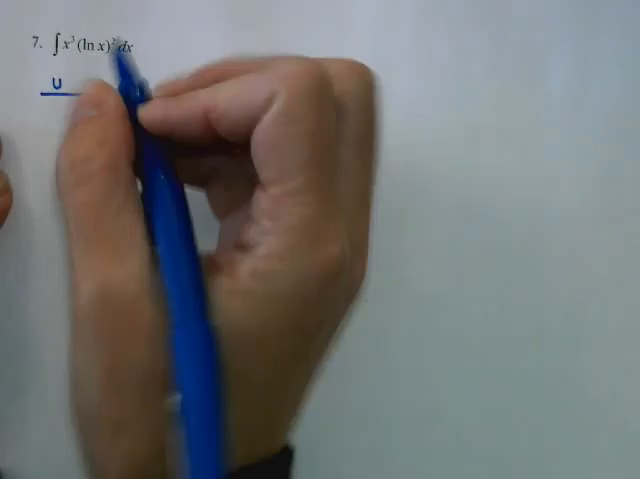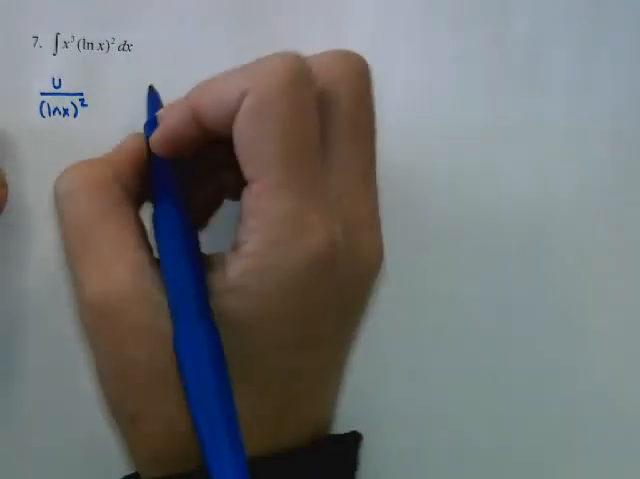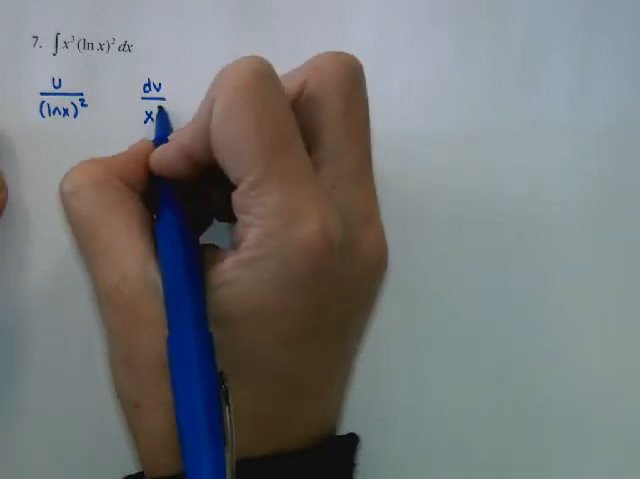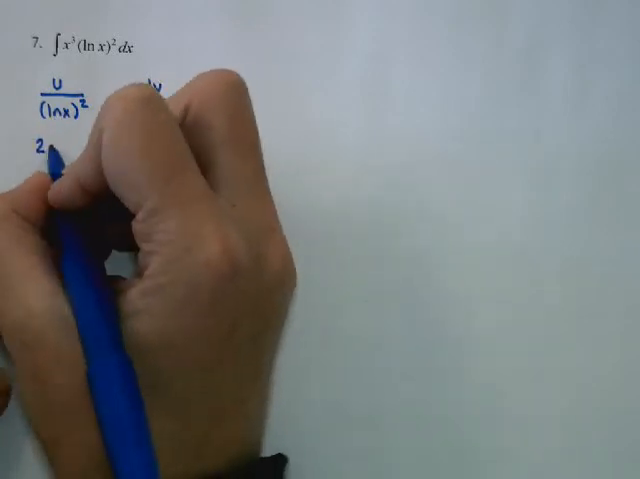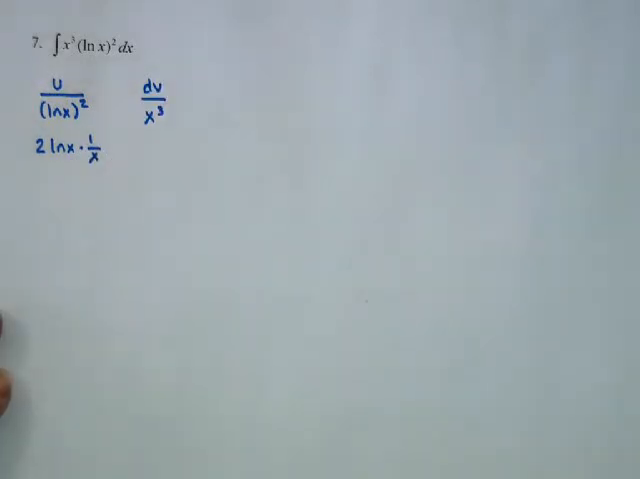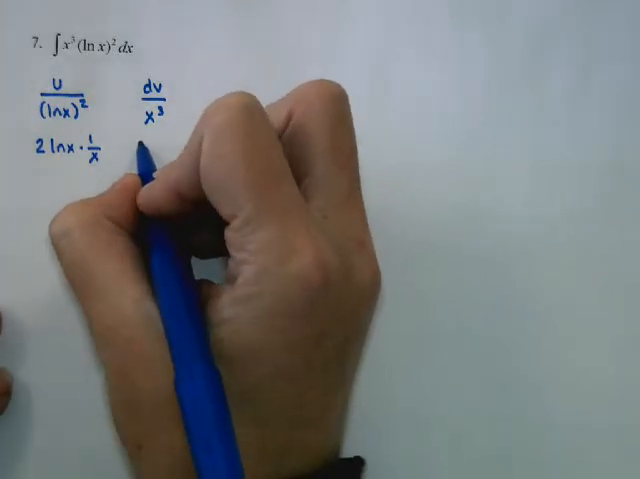Okay, we're going to do something similar here. Okay, we know from our rules, log poets, that our u should be the natural log of x squared part. My dv then is going to be x cubed. Okay, so we're going to take this derivative. So this is going to be 2 times the natural log of x times the derivative of natural log of x, which is 1/x. On this side, I'm going to have 1/4 x to the 4th.